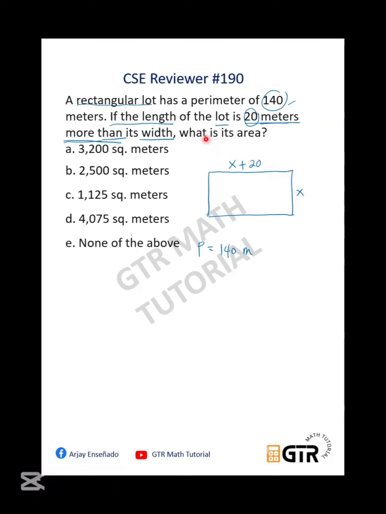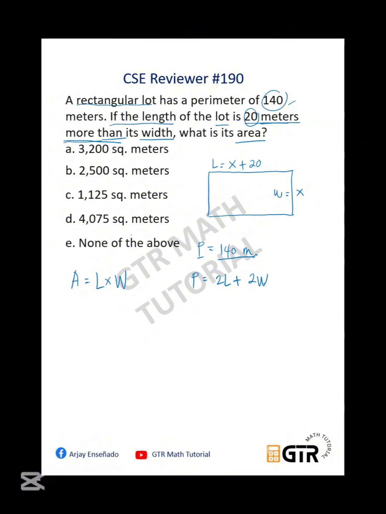So the question is, what is its area? So what is the formula for area of a rectangle? The formula for area is equal to length times width. First, we need to solve the value of x. So we will use the formula for perimeter. So the formula for perimeter is equal to 2L plus 2W. So we substitute our width is x and then the length is equal to x plus 20 and the perimeter is 140 meters. So substitute all the given to this equation.